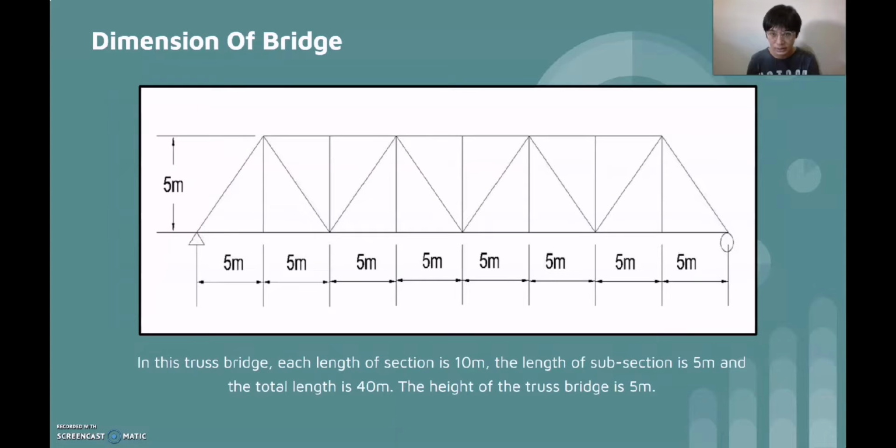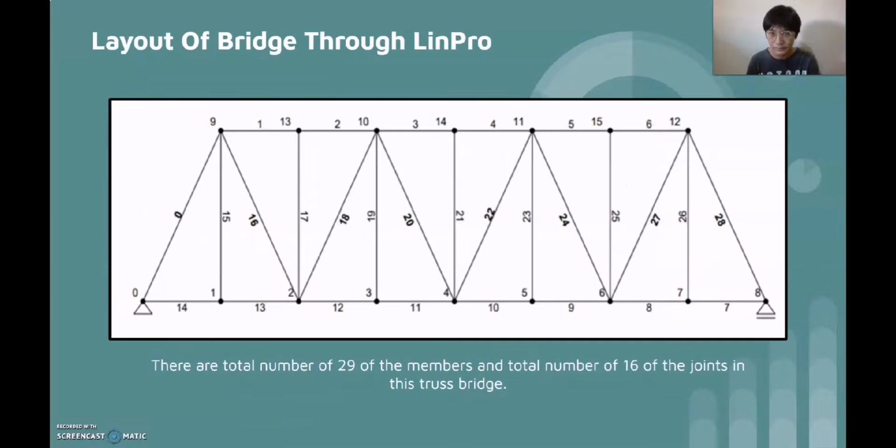This is the dimension of bridge. In this truss bridge, each length of the section is 10 m, the length of the subsection is 5 m, and the total length is 40 m. The height of the truss bridge is 5 m. This is the layout of the bridge through LinPro. There are a total of 29 members and a total of 16 joints.